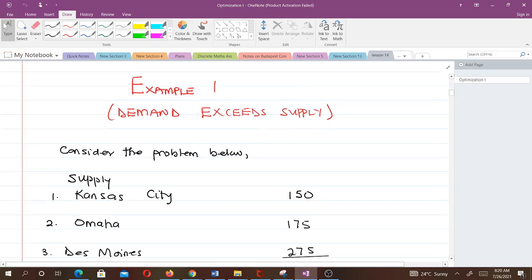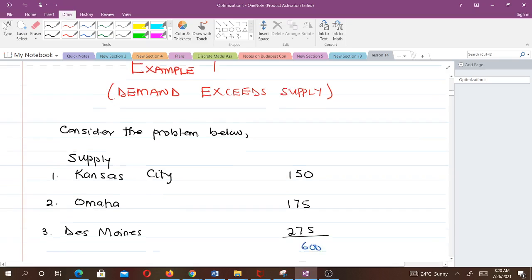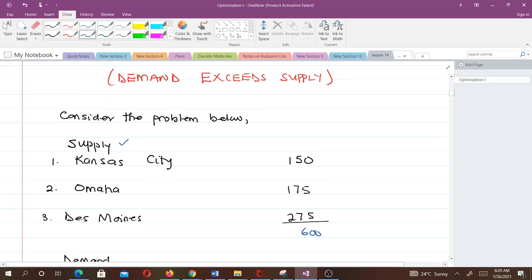So let's take an example. Say example one. Let's consider when demand exceeds supply. And we said when demand exceeds supply, then we are going to add a dummy row. Let's see how to go about something like that. So let's consider the problem below.